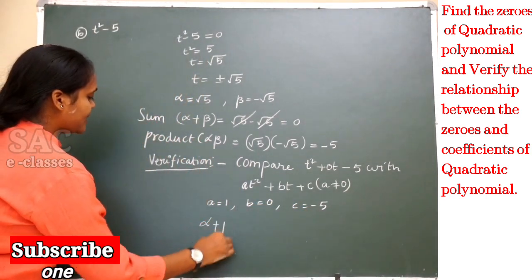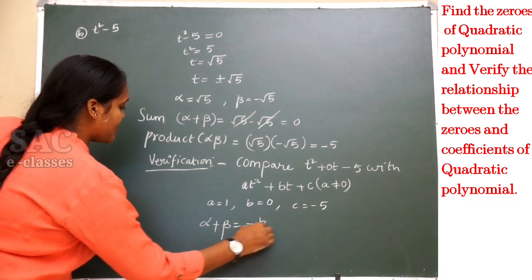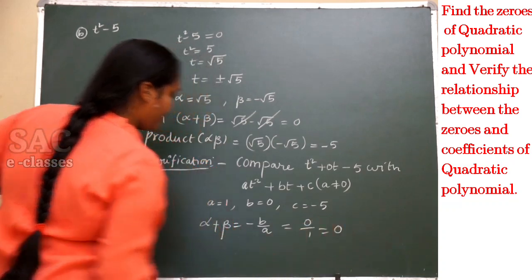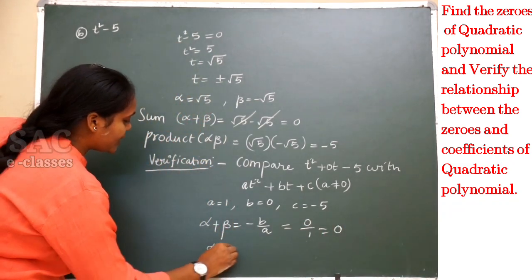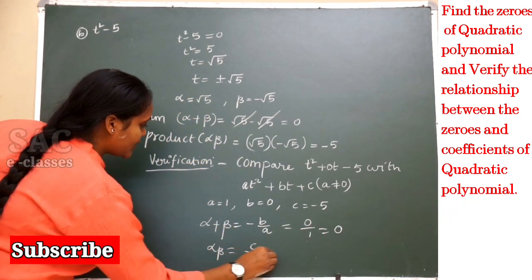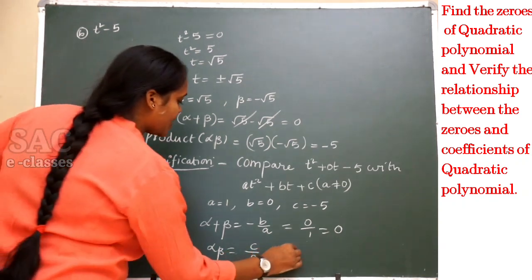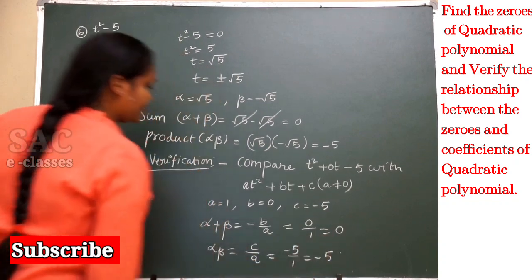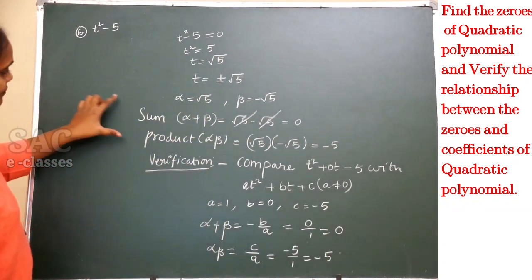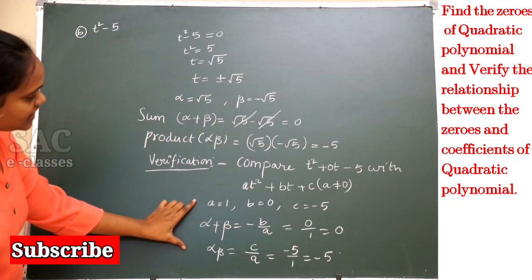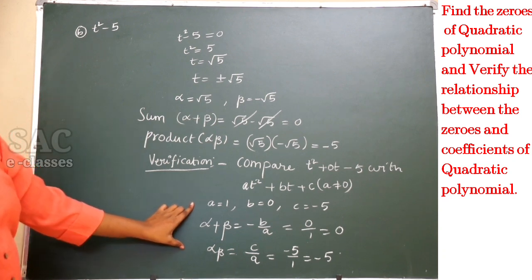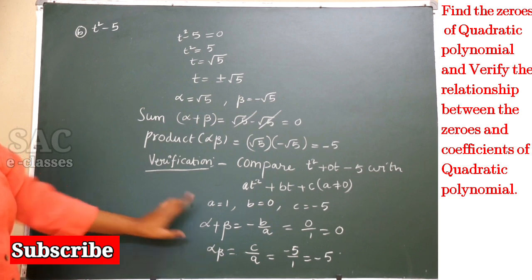Now alpha plus beta, as you know, is minus b by a, which is 0 by 1, which is 0, and alpha into beta is c by a, nothing but c, here minus 5 by 1. So the answer is minus 5. Hence we verified. We got the same answer, and the relationship also showed the same. Hence we verified the relationship between the zeros and coefficients.